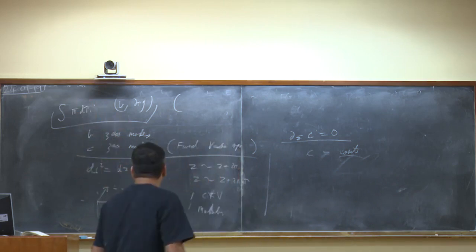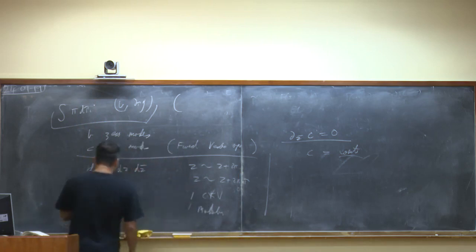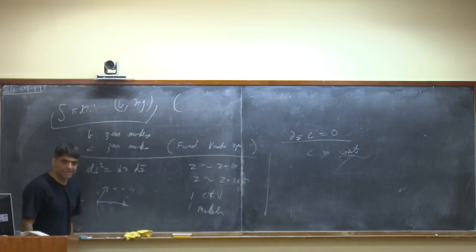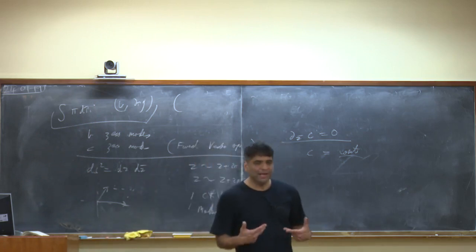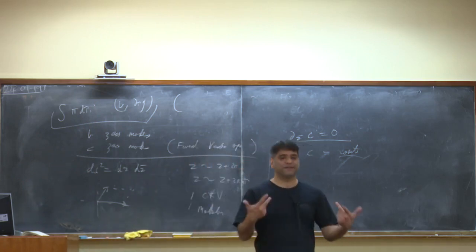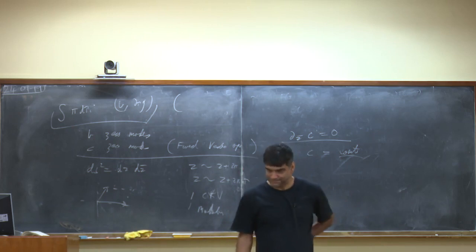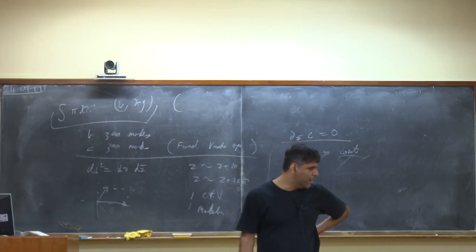Now for the torus, let's see if we can interpret these moduli. What are the moduli? The moduli are changes in the metric of the torus that cannot be compensated for by a diffeomorphism and a Weyl transformation.